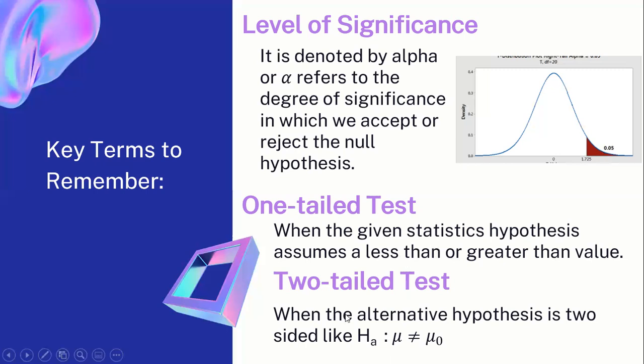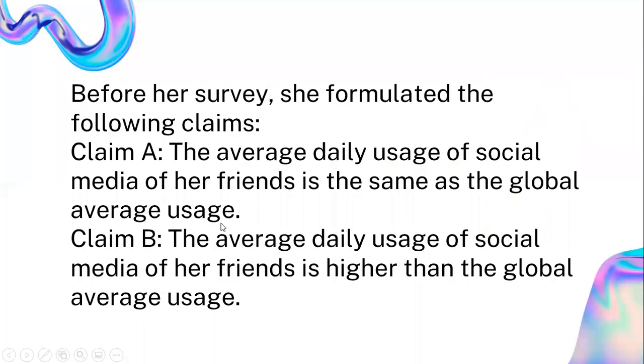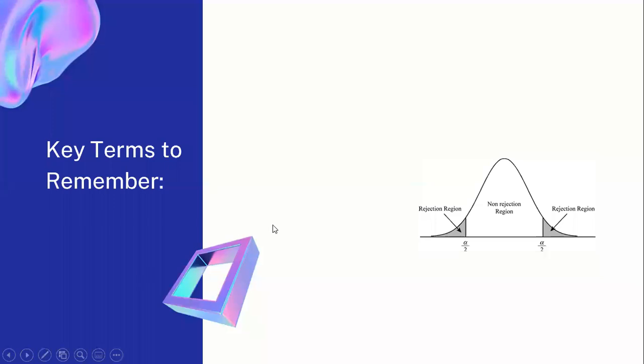But if your statement of alternative hypothesis uses the words "is not equal to" or "is not the same as," then it's already an example of a two-tailed test. So with this one, since we know that claim B is an example of an alternative hypothesis and Sophia used the words "higher than," that means this is an example of a one-tailed test.